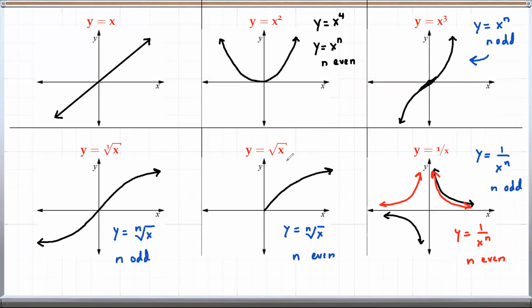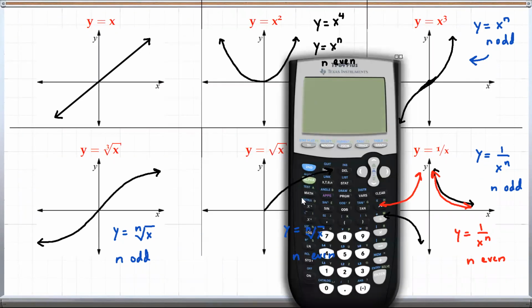Let's look at some of these graphs using our TI calculator. So here is my TI 84 plus. Okay, let me clear what's already here. So we go to y equals, and let me clear this. So let's try x to 4. Hit enter, and let's graph. So it's again a parabola.